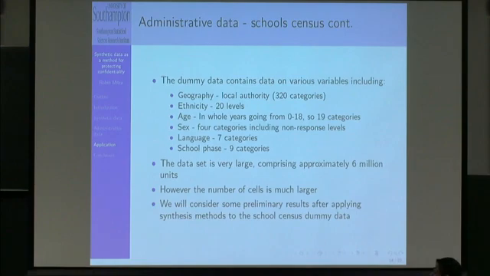It's a very large data set, as you would expect from census data, comprising approximately 6 million units. But if you look at the number of levels that each of these categorical variables has, and think of the data set as a multi-dimensional contingency table, that table has a lot more cells than there are observations. So it's a lot more than 6 million cells. From a statistical point of view, that makes modeling quite challenging. So we're going to consider some preliminary results after applying some synthesis methods to this school census dummy data.